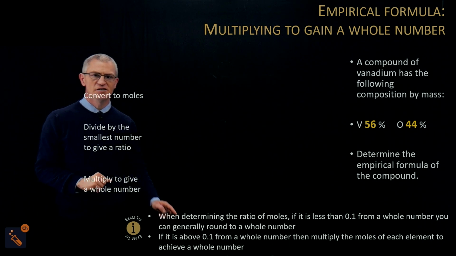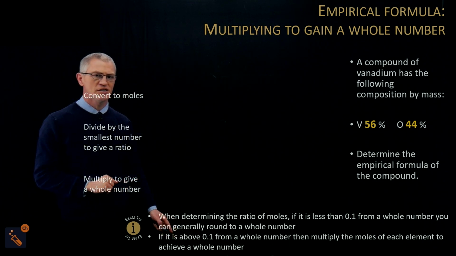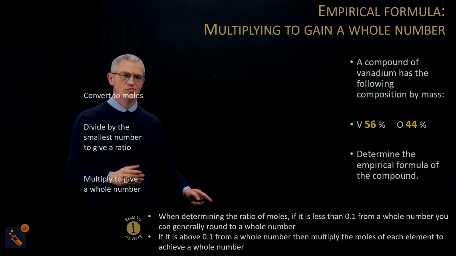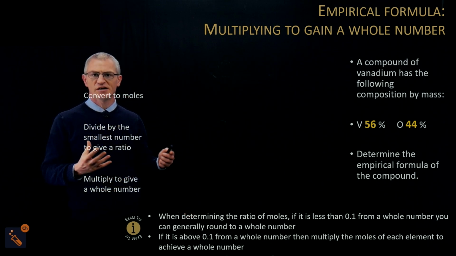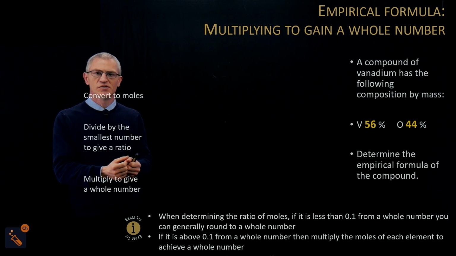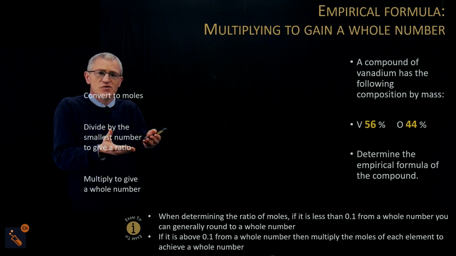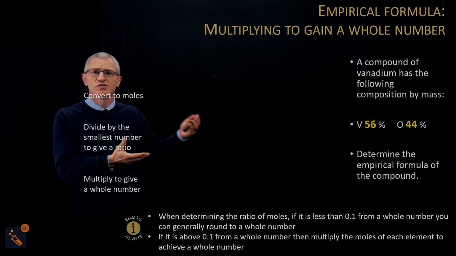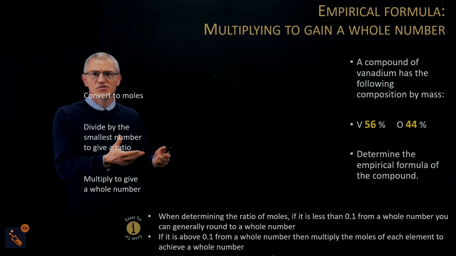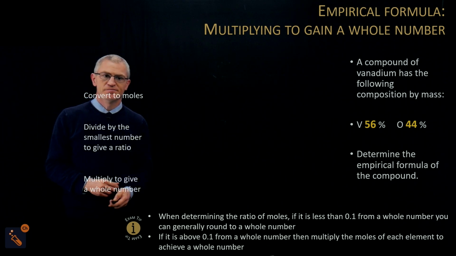And this is when this exam tip down here comes into play. When you determine the ratio of moles, if it's less than 0.1 from a whole number, you simply round to that whole number. So if it's 3.09, for example, you just round that down to the whole number. If it's above 0.1, you're going to have to find a whole number to multiply it by to make it into a whole number. We'll give you an example here.